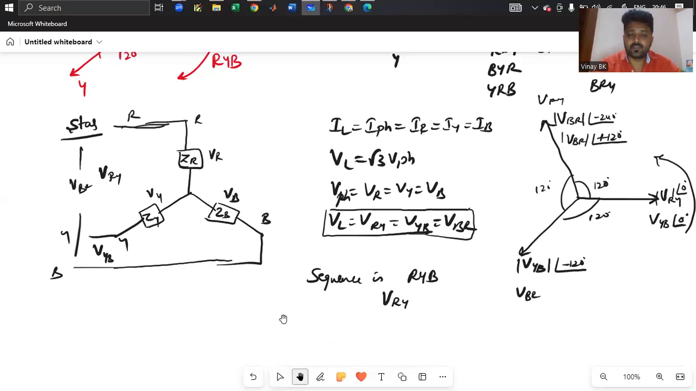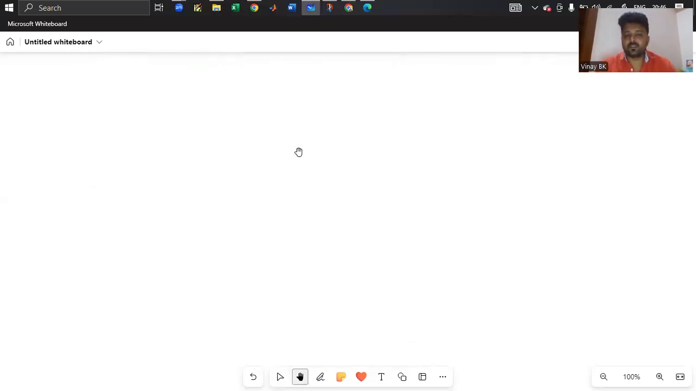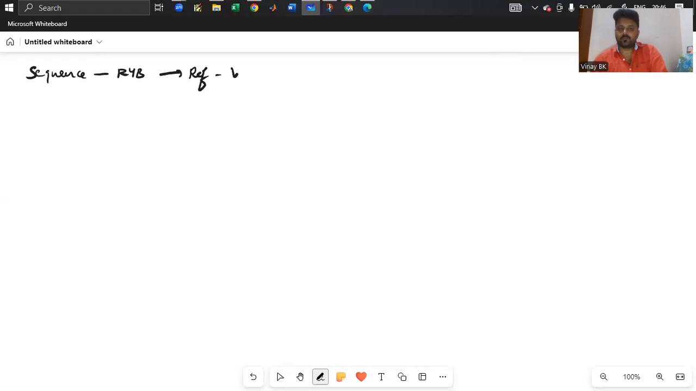I will just brief about the sequences, like how we can write. If the sequence is RYB and the reference is VRY. Sometimes they will give you in the form of ABC also. If the sequence is ABC and the reference is VAB, in that case you need to write the phasor diagram. How are we writing? The reference is VAB, so this is the reference VAB.